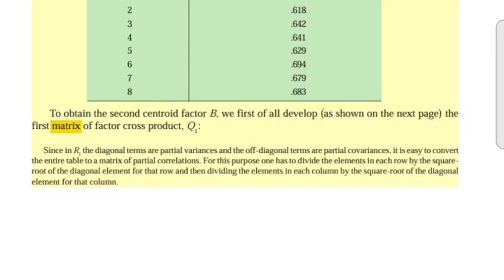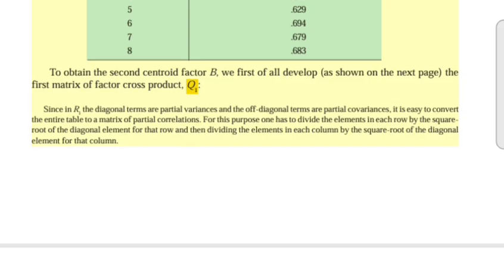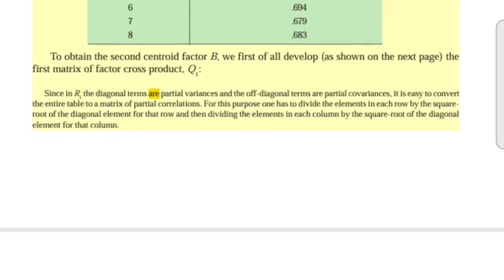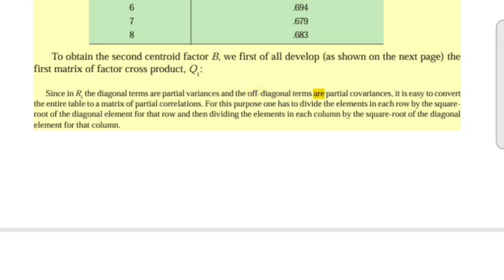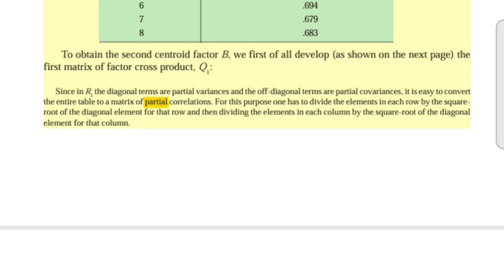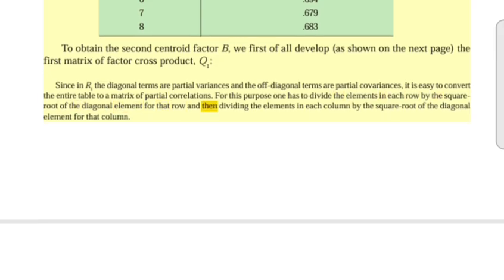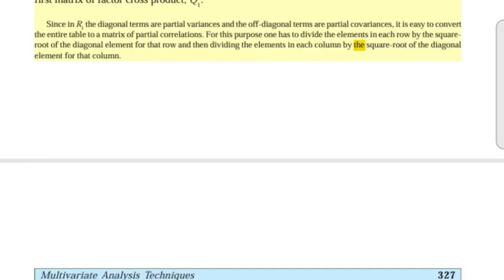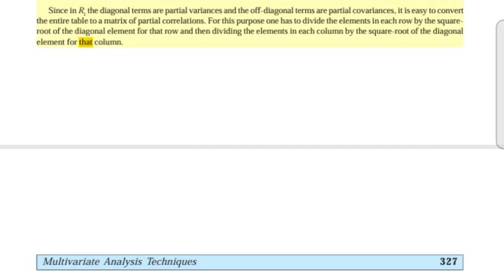To obtain the second centroid factor B, we first of all develop, as shown on the next page, the first matrix of factor cross products, Q1. Since in R1 the diagonal terms are partial variances and the off-diagonal terms are partial covariances, it is easy to convert the entire table to a matrix of partial correlations. For this purpose one has to divide the elements in each row by the square root of the diagonal element for that row and then divide the elements in each column by the square root of the diagonal element for that column.